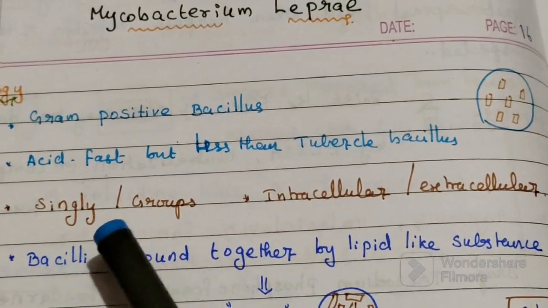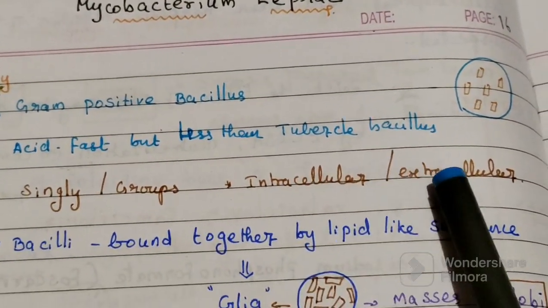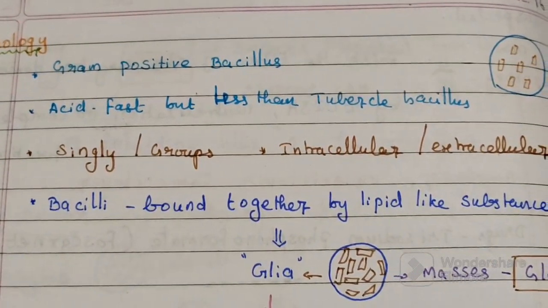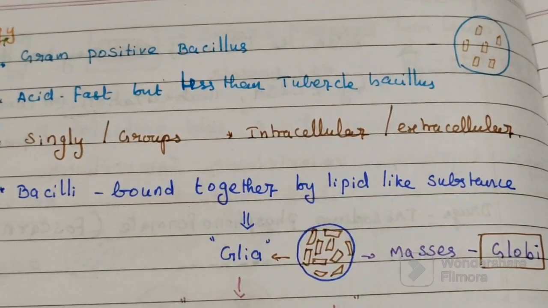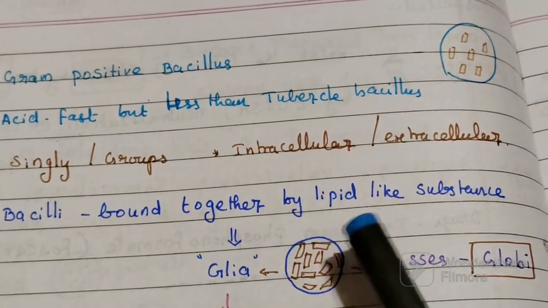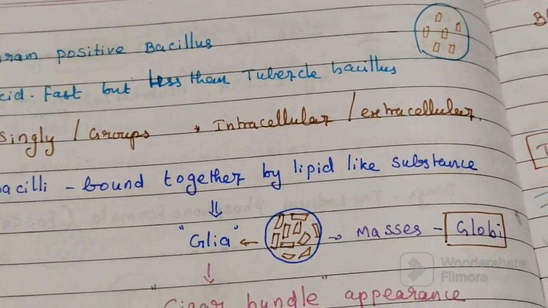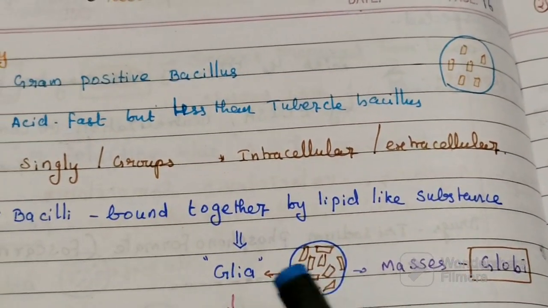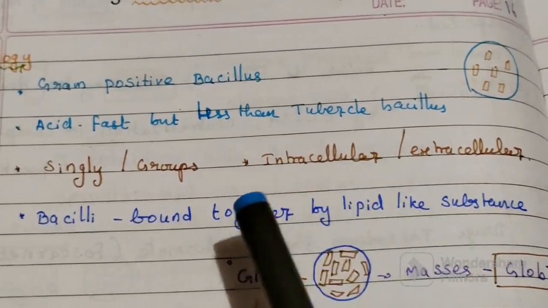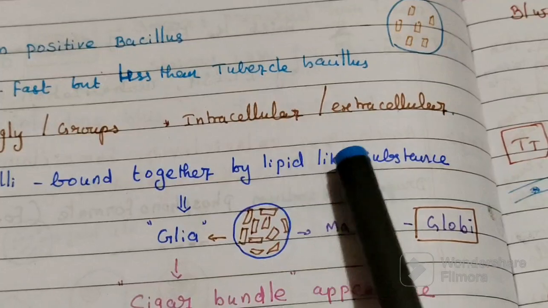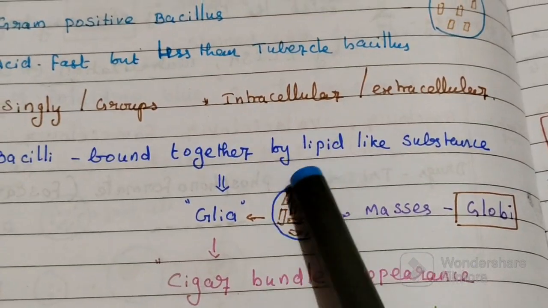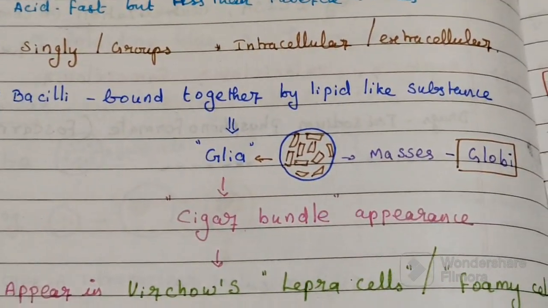They can occur singly or in groups, and they can be intracellular or extracellular. The bacilli are bound together by a lipid-like substance called gloea. The entire mass is called a globus. So the bacilli can occur singly or in groups, both extracellular and intracellular, bound together by gloea, and the entire mass is called globi.